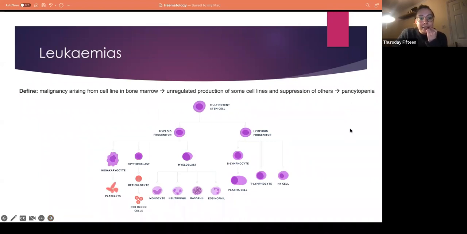Leukemias are malignancies that arise from a cell line in your bone marrow. So you get unregulated production of some cell lines and suppression of others, which leads to a pancytopenia. You've probably all seen this before. This is hematopoiesis, that classic diagram. You've got your multipotent stem cell that can become anything, and then it splits into myeloid lines and lymphoid lines. So your AML and your CML are all cancers of these cells, and your CLL and your ALL are all cancers of these cells.